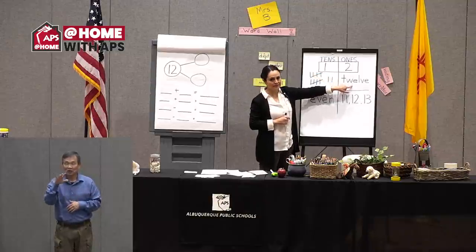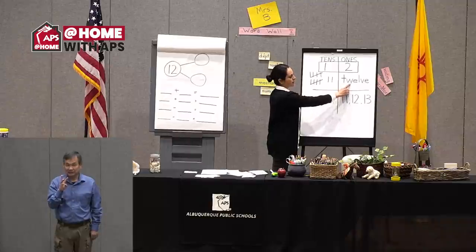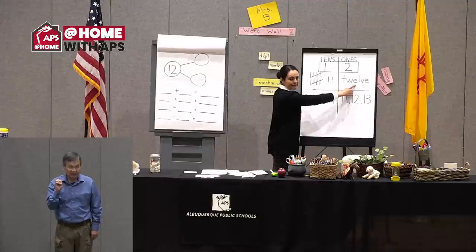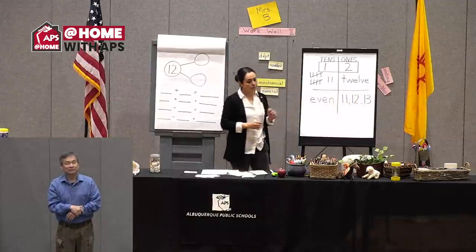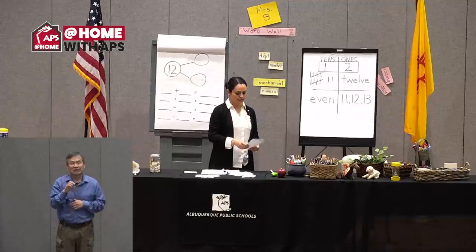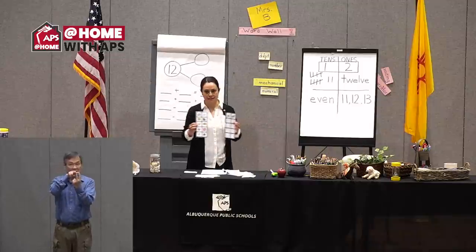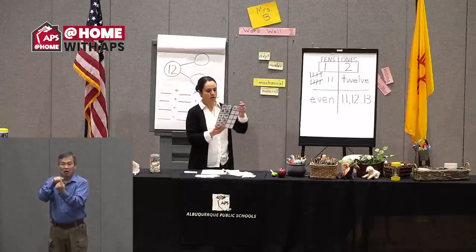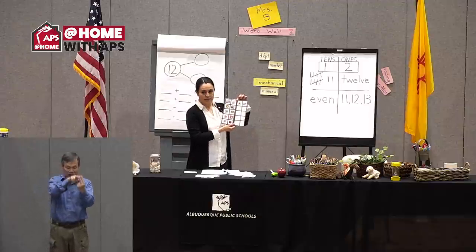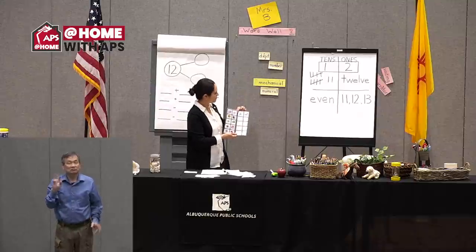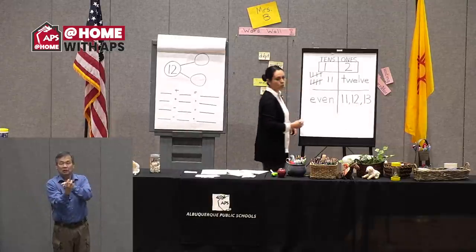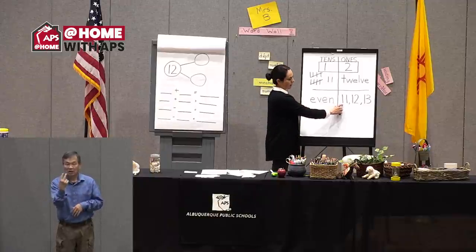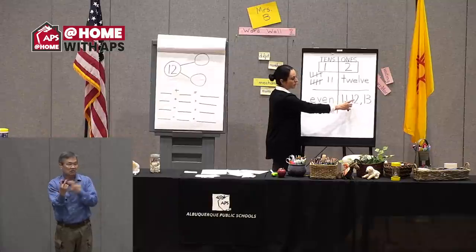Let's spell 12 again. Ready? T-W-E-L-V-E. Good. Now, if we want to know if our number is even or odd, if everything we have, all the 12 things we have, each get a pair or a partner, then that means it's even. And all of my stickers here were paired up or partnered up, so that means the number 12 is even. And then we made a list. What came before and what came after 12? So we found that number 11 comes before 12 and 13 comes after 12.